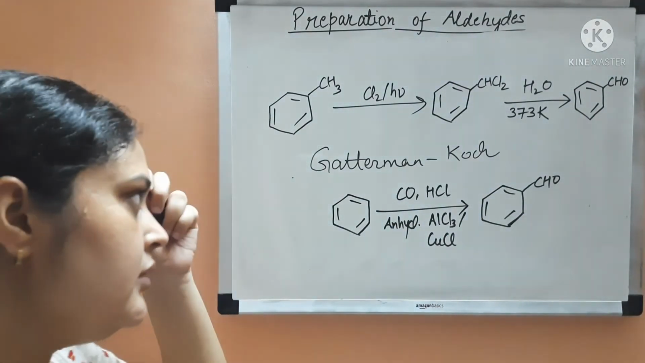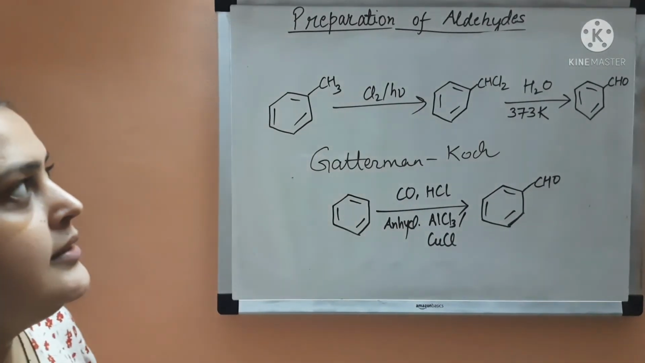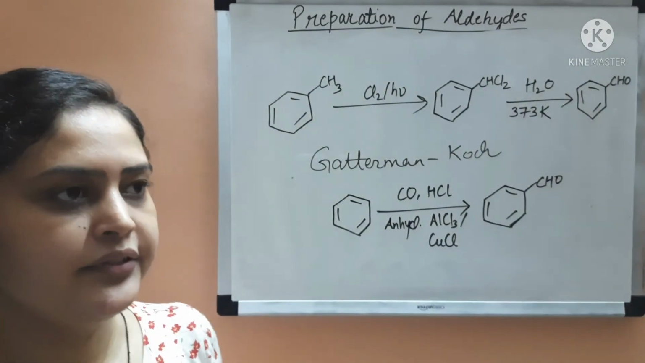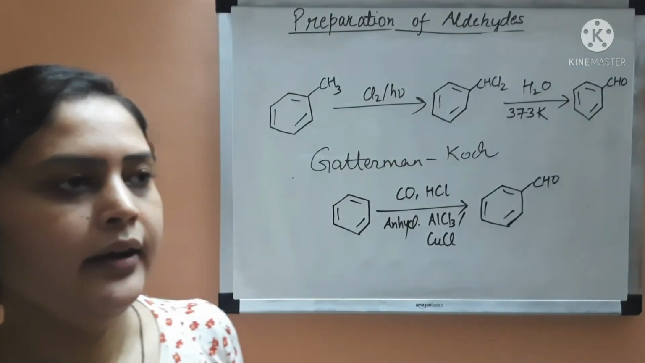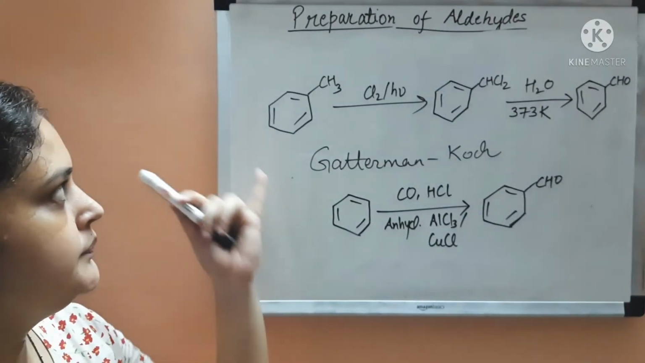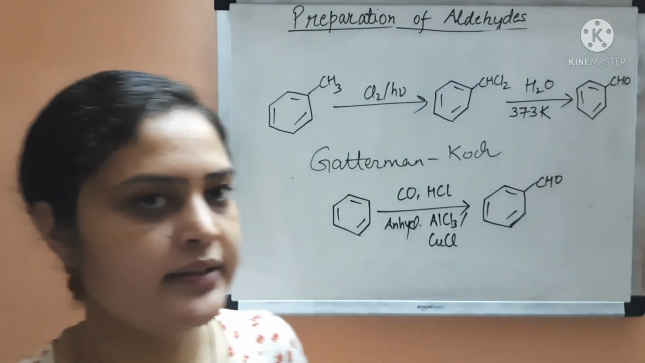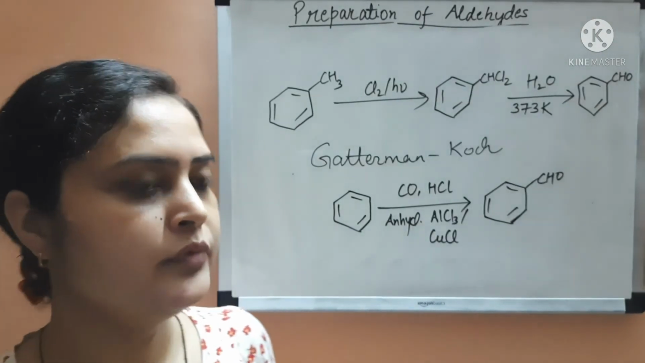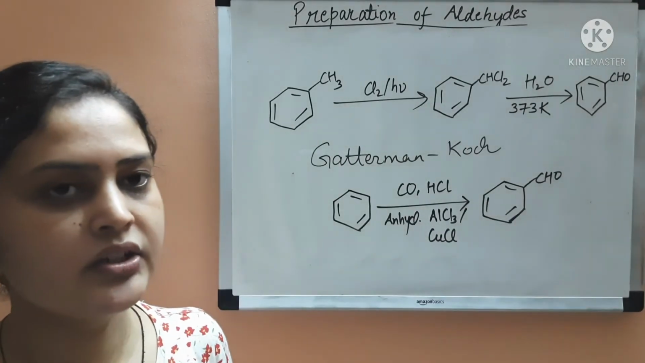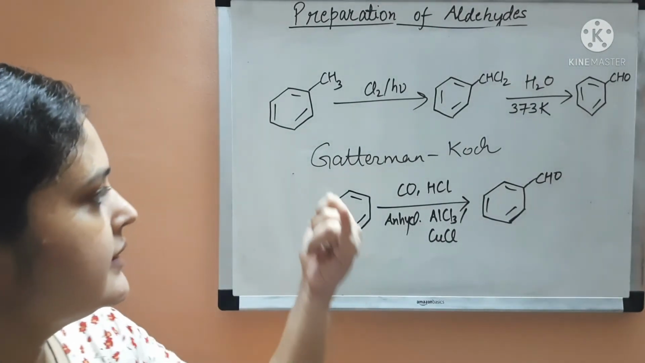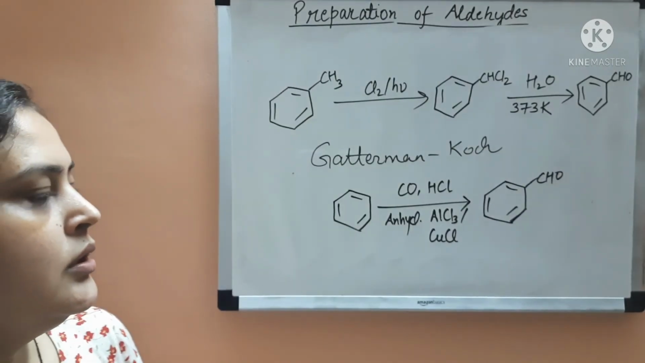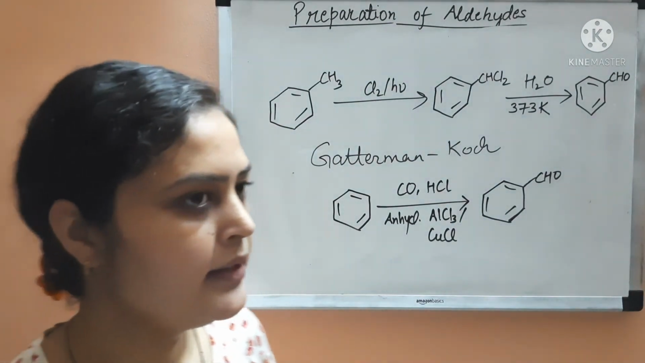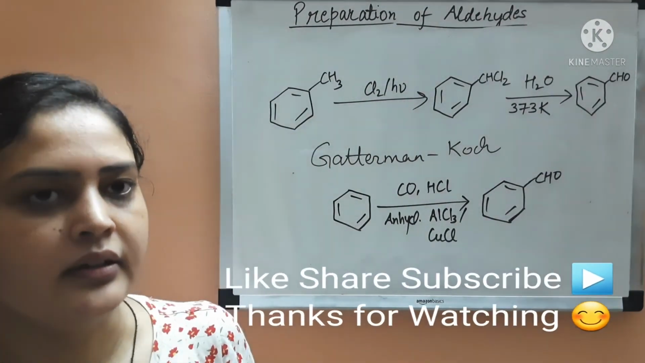So in today's lecture we have studied the preparation of aldehydes from acid chloride, from nitriles, from esters and from hydrocarbons. We have studied four name reactions: the Rosenmund reaction, the Stephen reaction, the Etard reaction, and lastly the Gattermann-Koch reaction. These were the methods to produce aldehydes. I hope you understood this topic. Thank you.